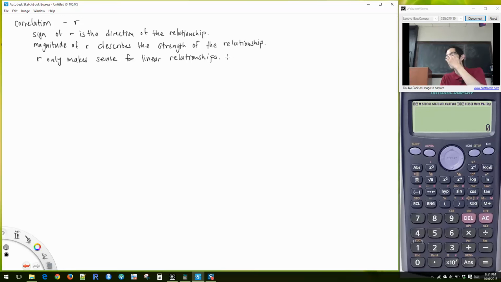Okay, it can be calculated. R is just going to be calculated by a computer, or there's a formula that a computer uses to calculate R. We will not learn how to calculate R ourselves. It's a rather tedious calculation. But we should also keep in mind that R only makes sense for linear relationships. It exists for any pair of numeric variables, but it only makes sense for linear relationships.